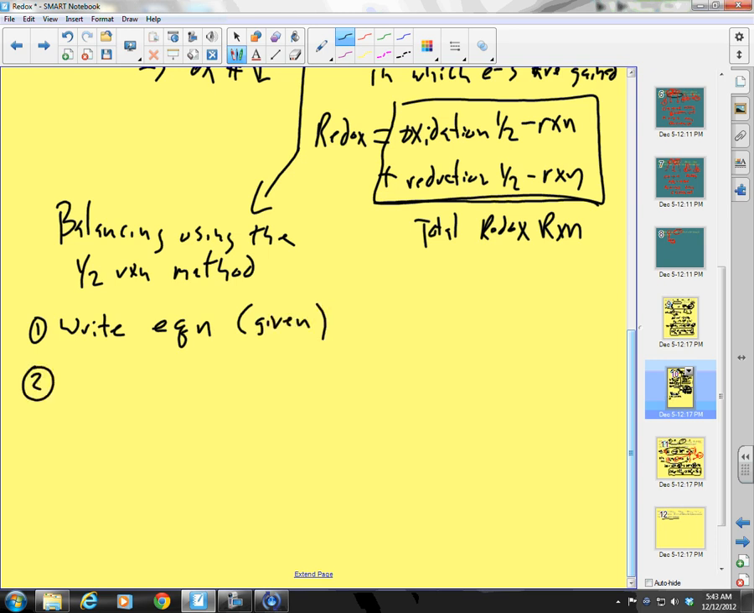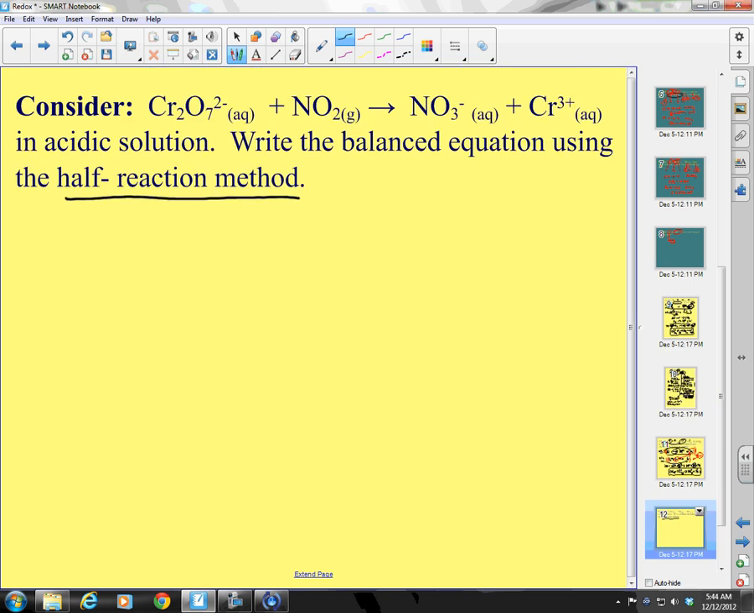Number 2, we want to assign oxidation numbers. Okay, we're going to toggle back and forth with this question and with our steps. So here we have the written equation. That's number 1. Number 2, let's identify oxidation states.